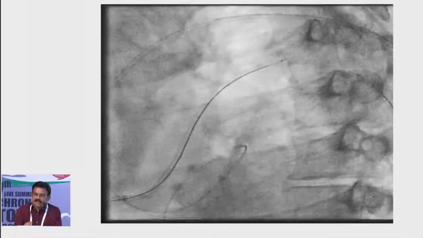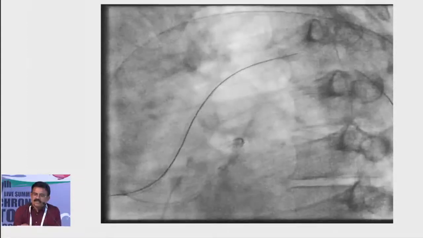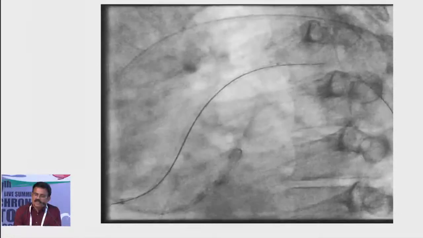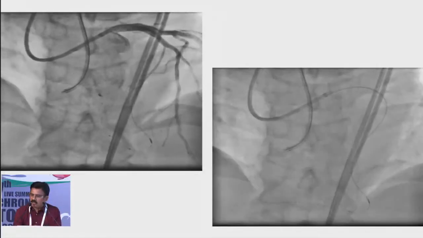You can see the wire is not going inside, so I decided to keep the wire. The antegrade wire is in the microcatheter, the retrograde wire, oh my God.